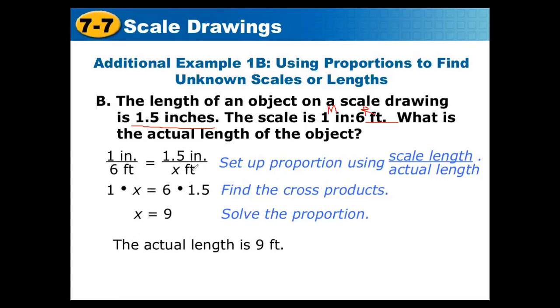Then second, what do we have to do to find the value of x? We are going to make a cross product. So it will be x multiplied by 1 and then 6 multiplied by 1.5. Then the value of x equals 9. So the actual length will be equal to 9.